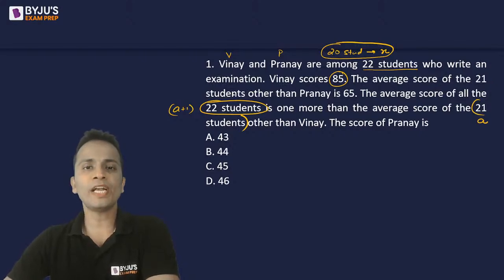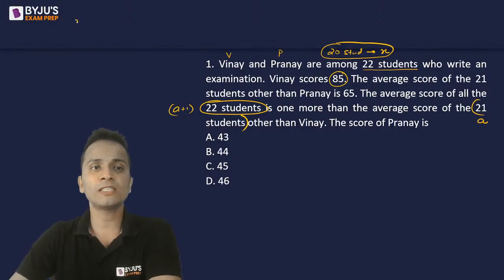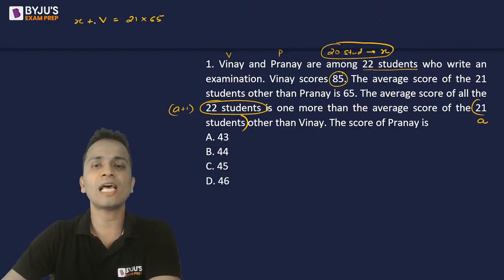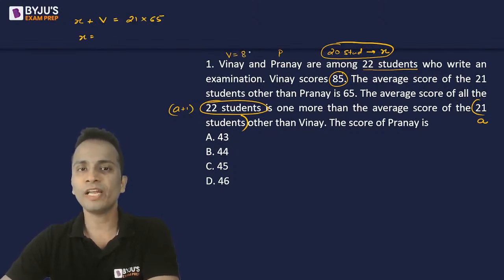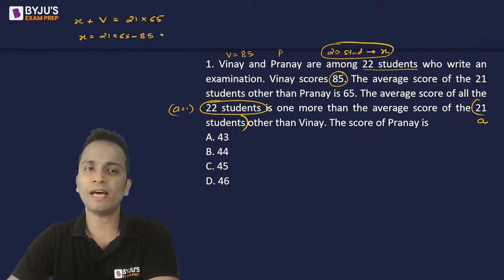Now the average score of the 21 students other than Pranay. Other than Pranay means the scores of these 20 students and Vinay. The average is given as 65. So 21 into 65 will be the sum of these 20 students and Vinay. I can easily get the value of X because I know the value of V. The score of Vinay is given as 85. So 21 into 65 minus 85 will be the value of X.